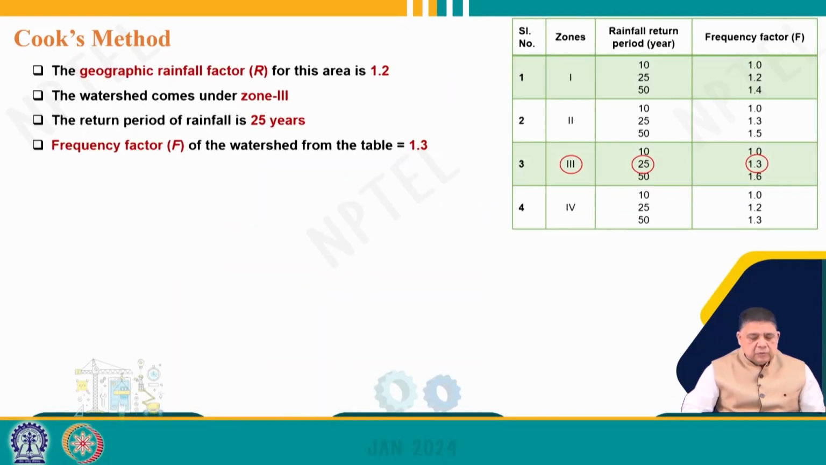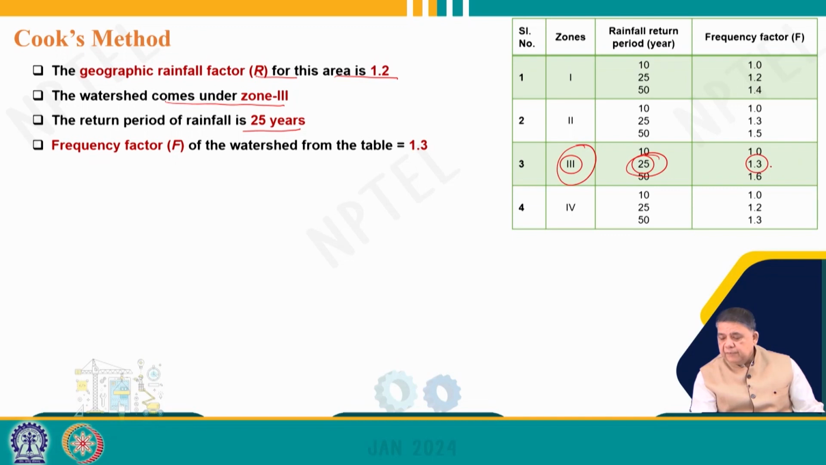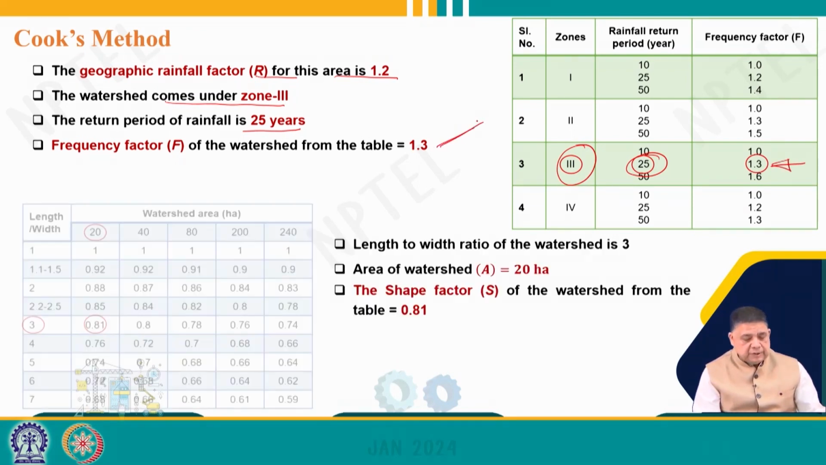Now, the geographical rainfall factor for this area is already given as 1.2, and the watershed falls under zone 3 and the return period is 25 years. So, obviously, we have to use this table: zone 3 and return period 25 years. So, the value of the frequency factor F is 1.3.